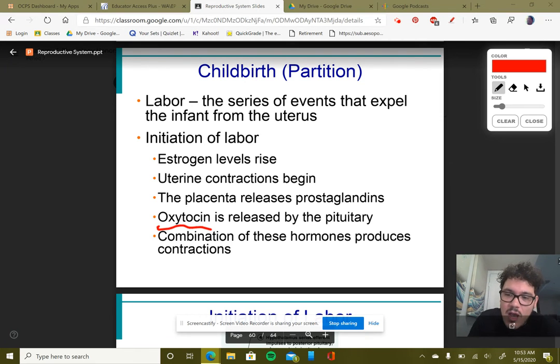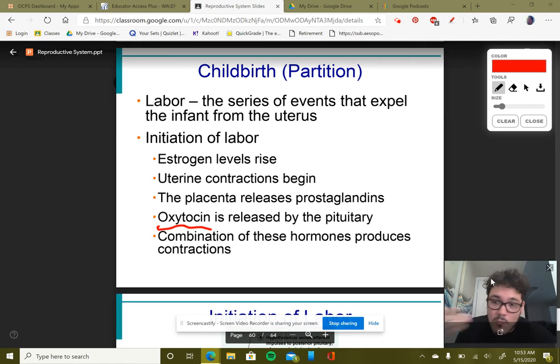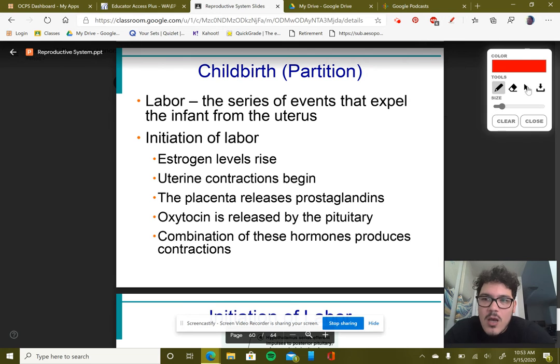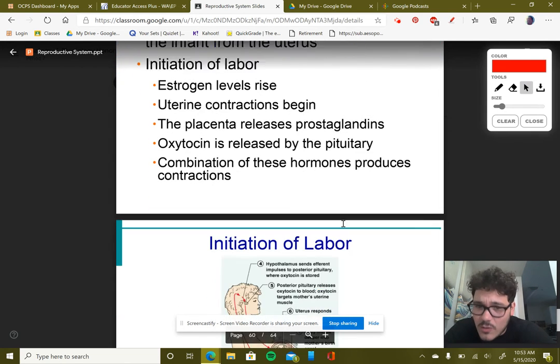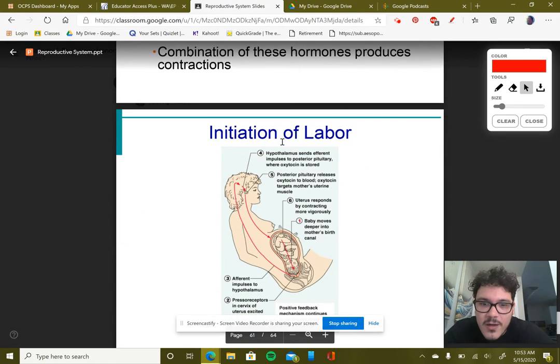You're going to secrete oxytocin at substantially high levels, and just more and more of it until the baby's born. That's the entire process of how this whole positive feedback system worked, if you remember back in the endocrine system. The combination of these hormones is going to produce contractions, as we mentioned earlier. So it is a combination of a couple things, but oxytocin is the major player here.